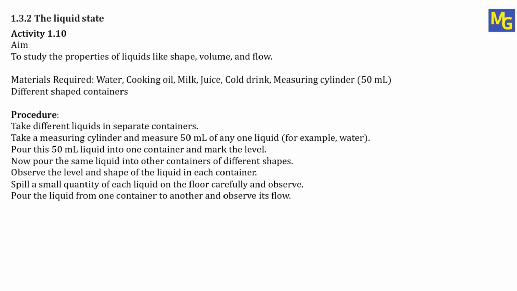I have started explaining chapter number 1, Matter in Our Surroundings, from class 9 science, and in this video we are going to study the liquid state. As we all know, matter is divided into three states: solid, liquid and gases. The solid state I have already completed, and now I'm going to explain the liquid state. Let's start. We are going to study the liquid state with the help of activity 1.10. The aim of the activity is to study the properties of liquids like shape, volume and flow. We are going to study these three properties with the help of this activity.